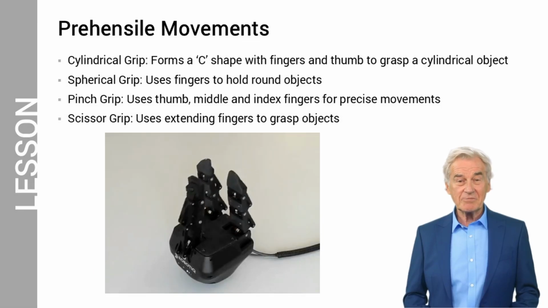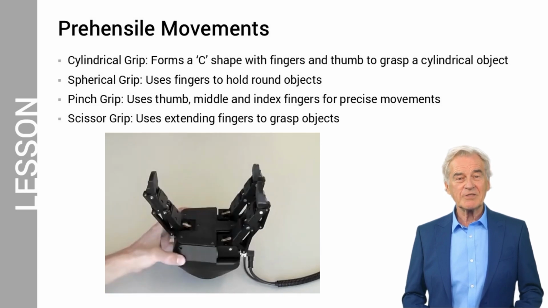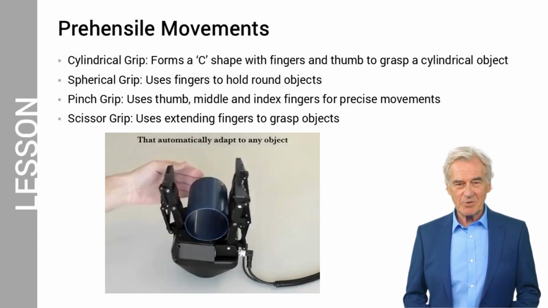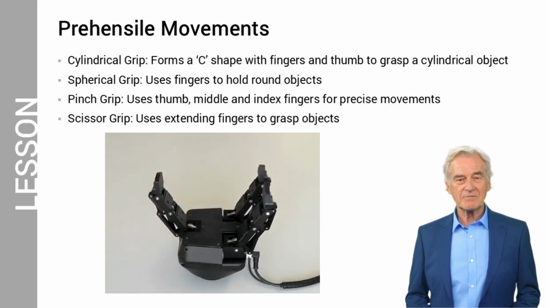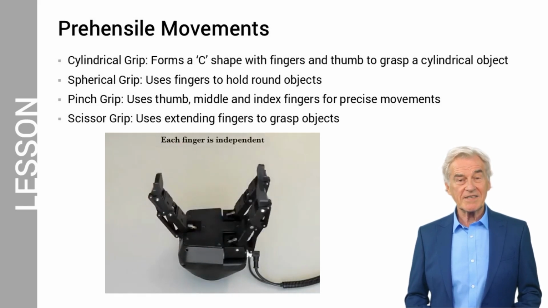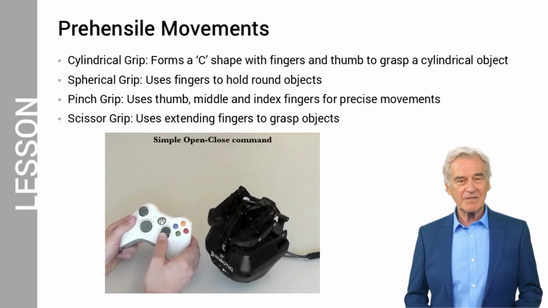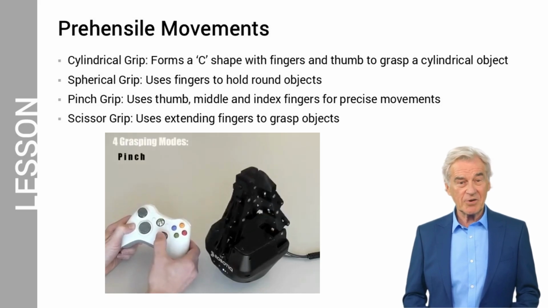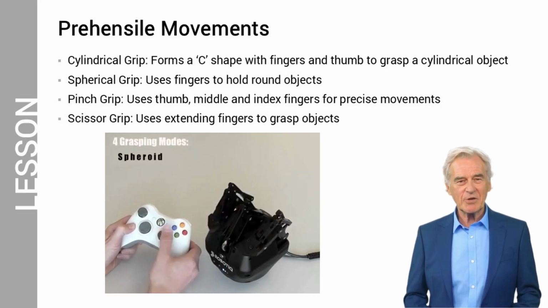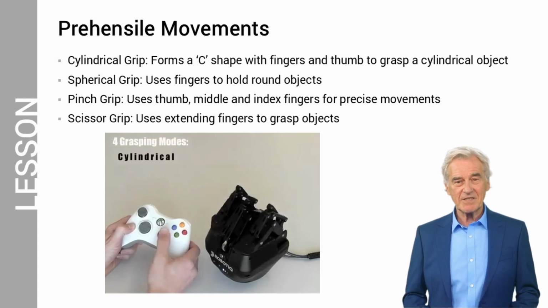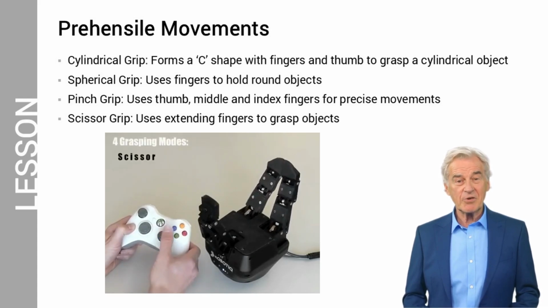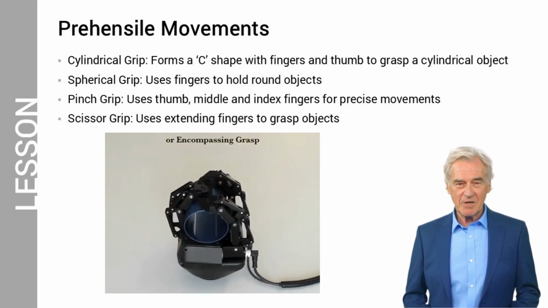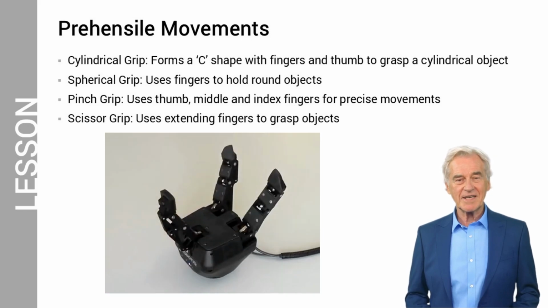Let's first discuss prehensile movements. These movements require the use of a thumb. The video will give you an idea of the various prehensile movements. Cylindrical grip involves forming a C shape with your hand, allowing you to grasp cylindrical objects. The wedge between the fingers and the thumb is used to grasp, manipulate, and pick up objects. Spherical grip involves spreading your fingers to create a spherical shape, ideal for holding round objects. It requires at least 3 digits, including the thumb and 1 or 2 other fingers, to enclose the object.